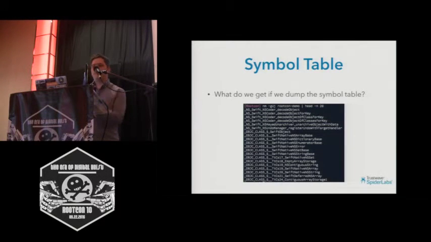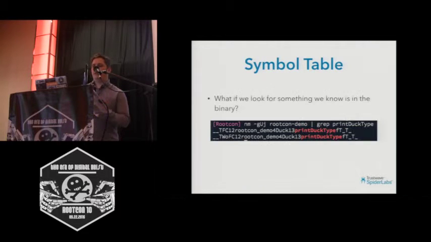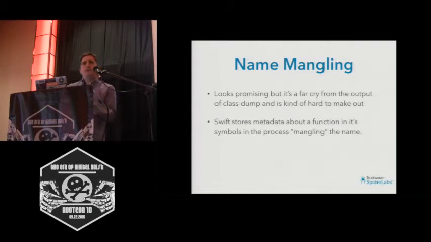We dump the symbol table. And then we look at something, we get this. So that looks promising, but it's obviously a far cry from the output of class dump, and it's kind of hard to make out.